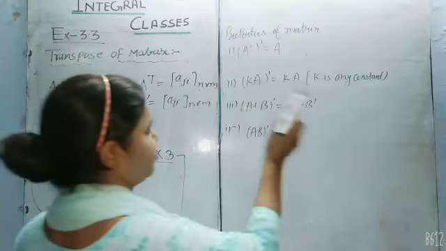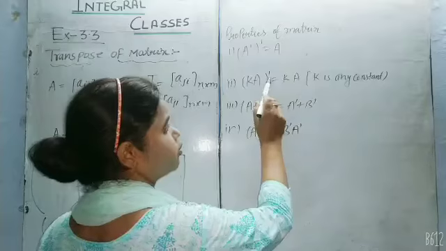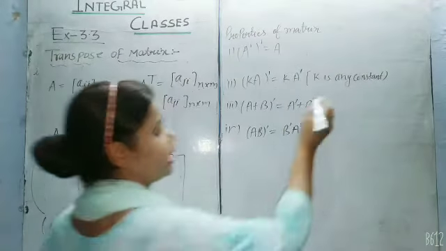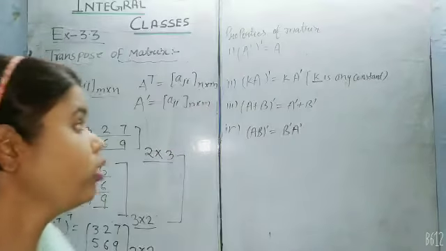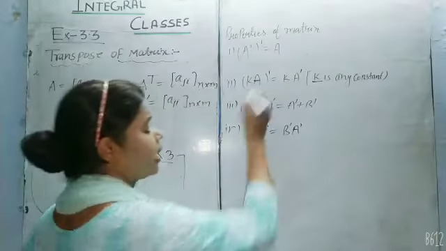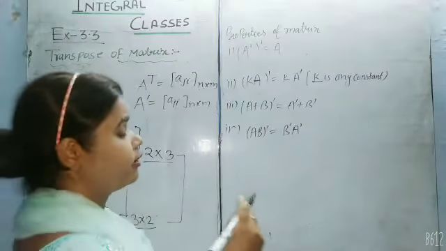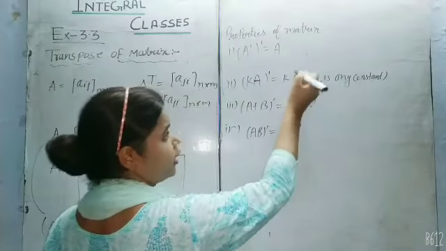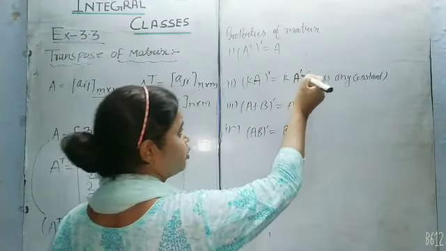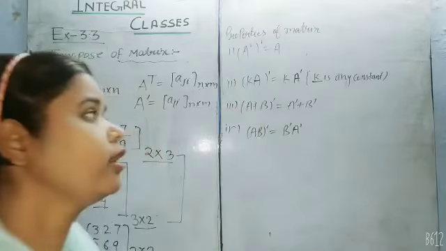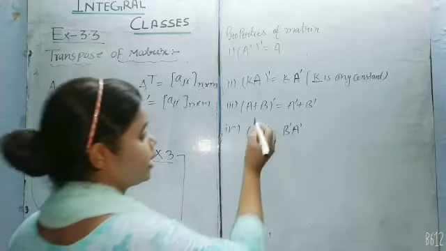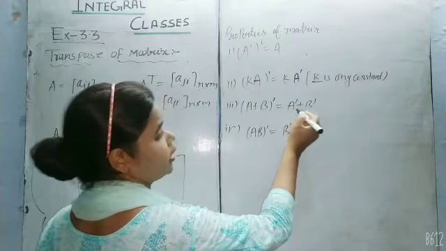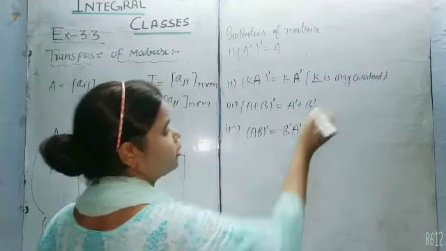Second property is (kA) transpose equals k times A transpose. It means if we have any constant value, any scalar value, and we multiply it by a matrix and then take its transpose, it is equal to the other side: first take the transpose of the matrix and multiply it by the constant value. Third is (A plus B) transpose equals, how can we open it? It is separately A transpose plus B transpose.